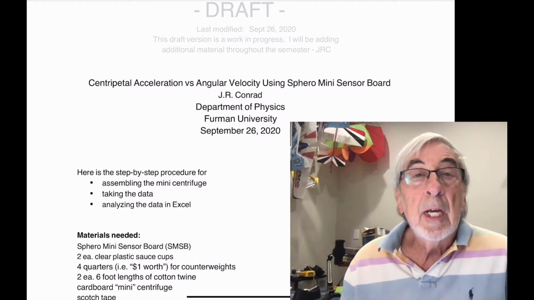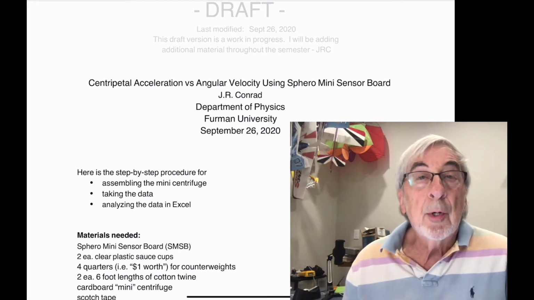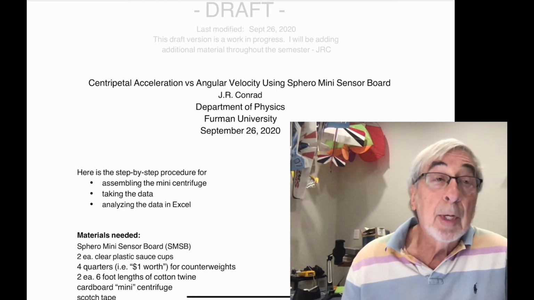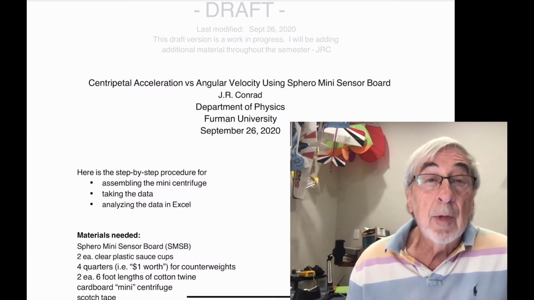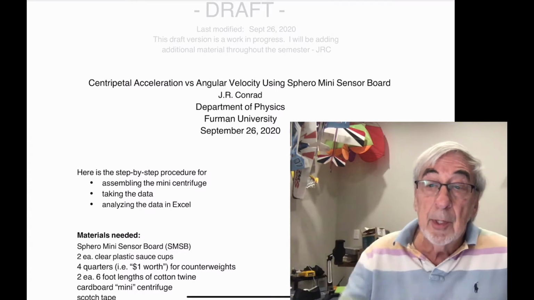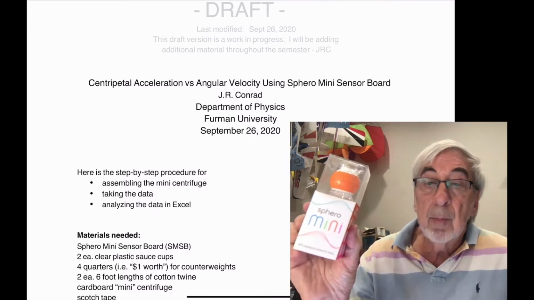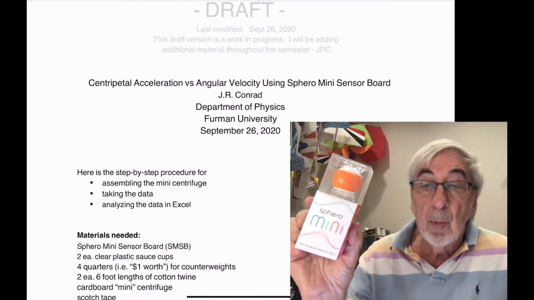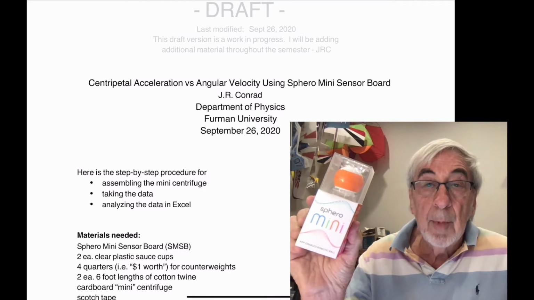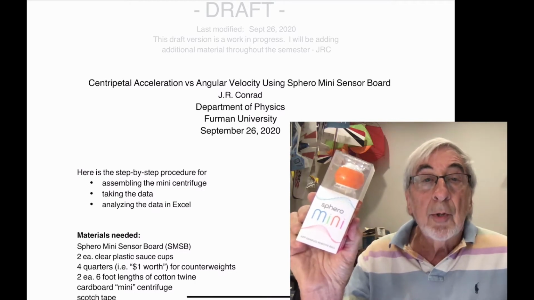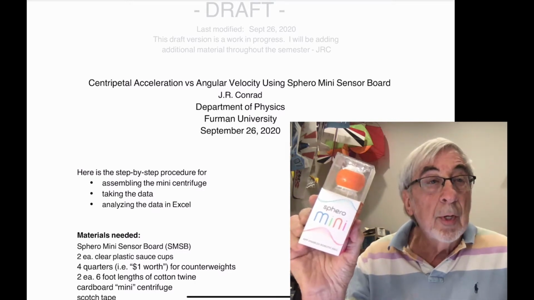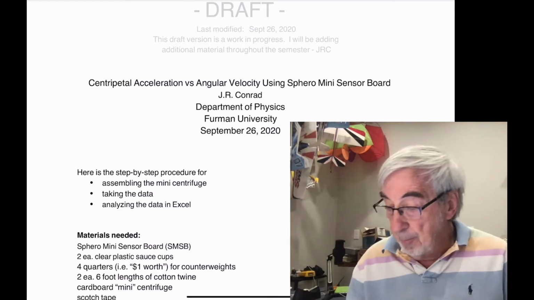Today we want to look at the kinematics of a particle moving in a circle. We want to measure the centripetal acceleration versus its angular velocity for a particle moving in a circle. We're going to use the circuit board, the Bluetooth sensor board with its IMU, inertial measurement unit, to measure the centripetal acceleration and the angular velocity.